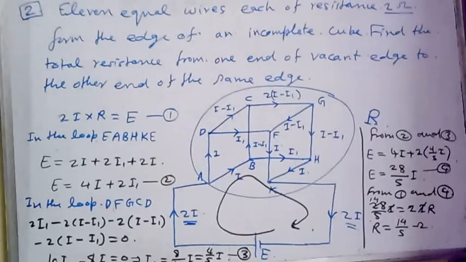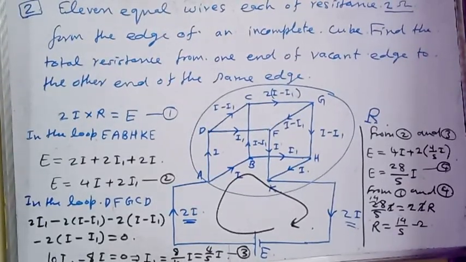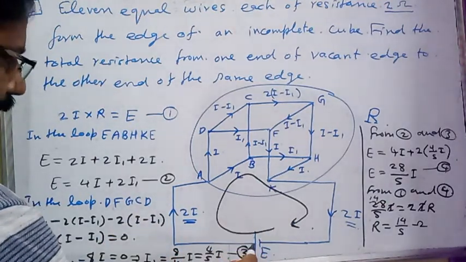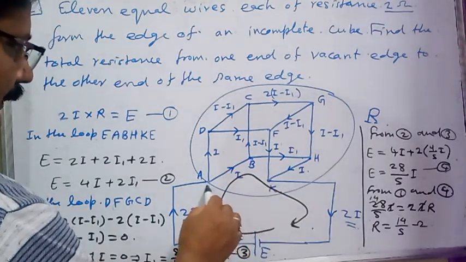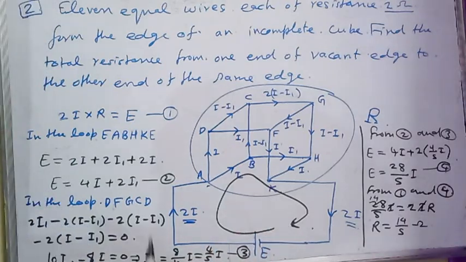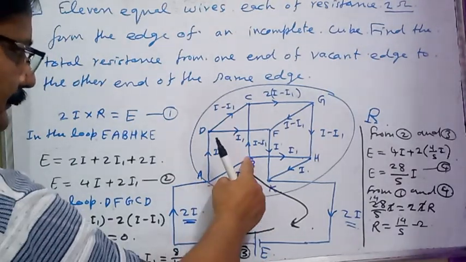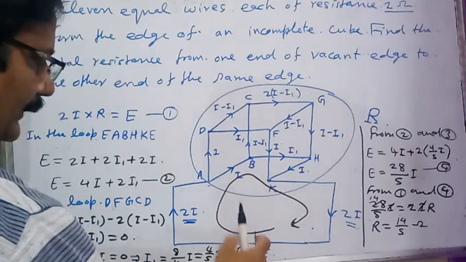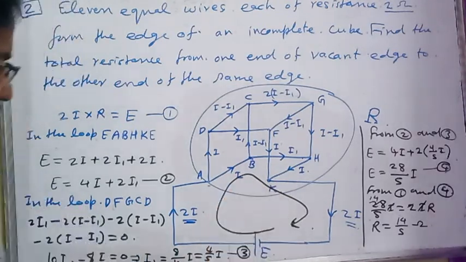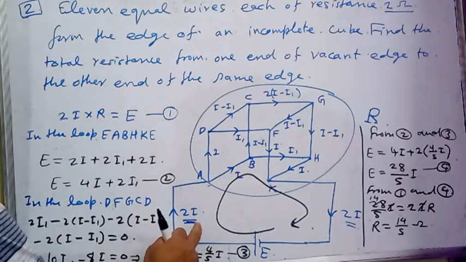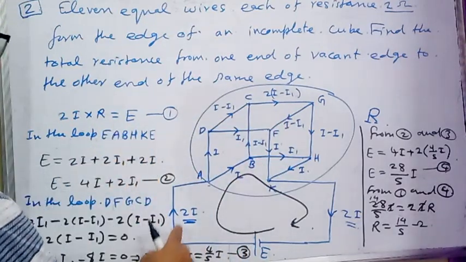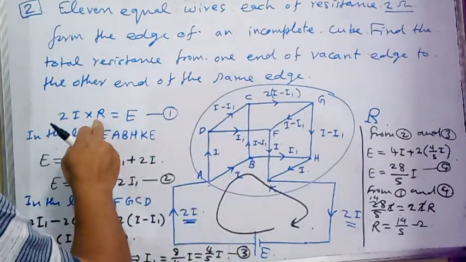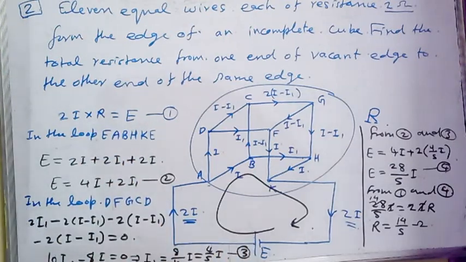Now students, to solve this question, first of all take the closed path EABHK, this closed path EABHKE, and we are moving in the clockwise direction. Here you can see the total resistance of the skeleton cube is taken to be R. 2I current is flowing through this, so 2I multiplied by R is equal to the EMF of the cell.